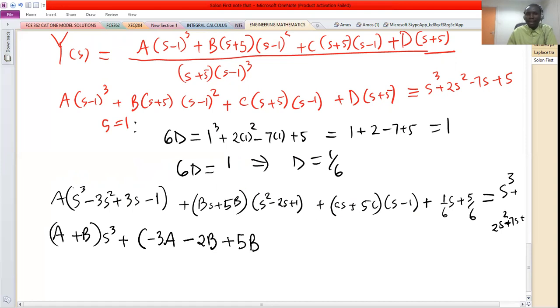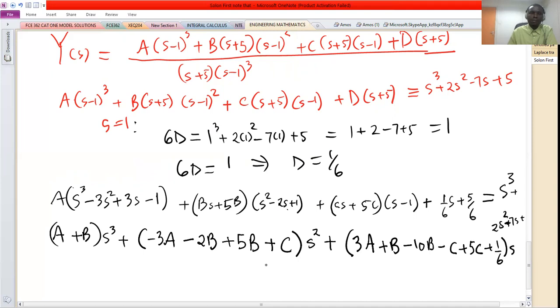And then another s squared here will have plus c, because this will be c, s times s. So then this will be s squared. Then plus terms with s will have 3a. And then this by this one will give us plus b. Minus 2 by 5 is 10b. And then here we have minus c. And then plus 5c. And then here I have plus 1 over 6 s. And then plus constant terms, I'll have minus a.